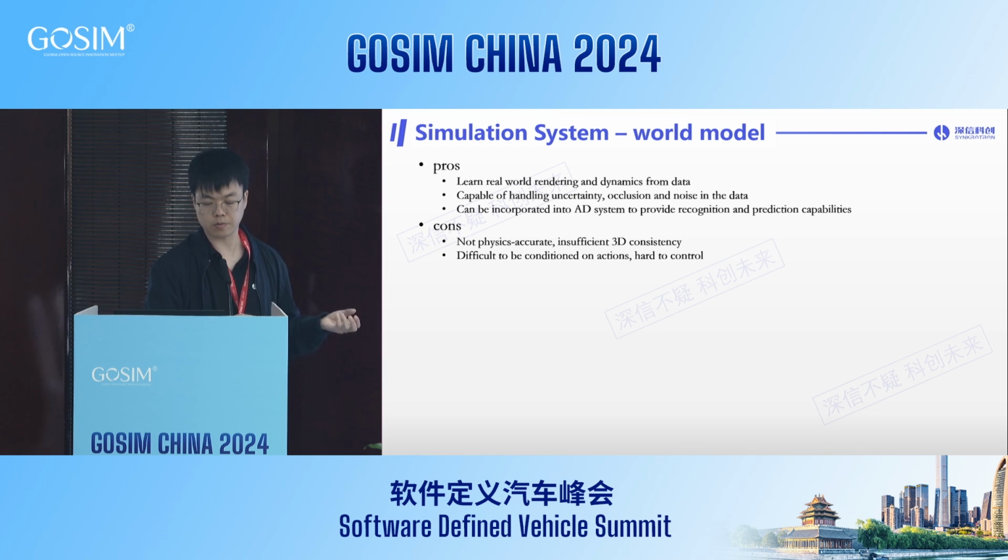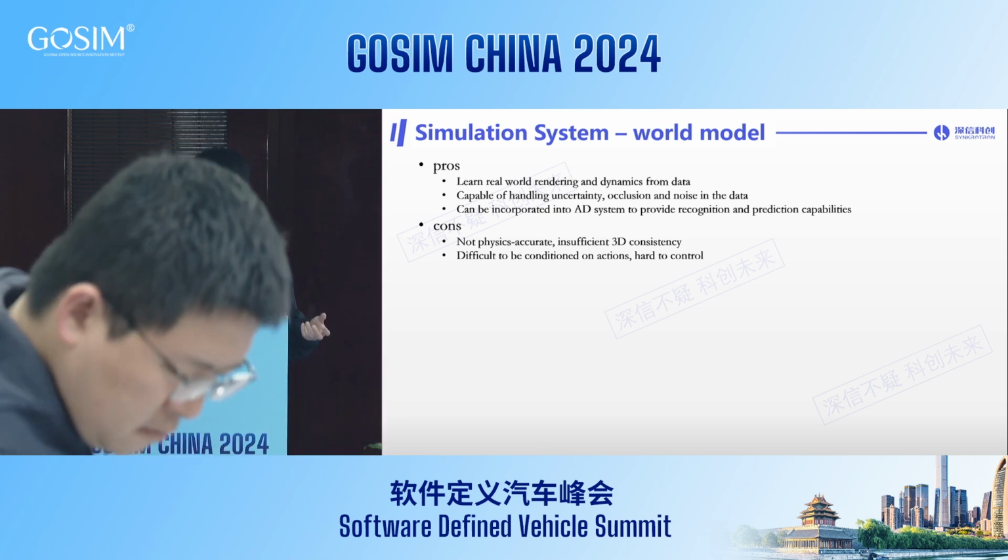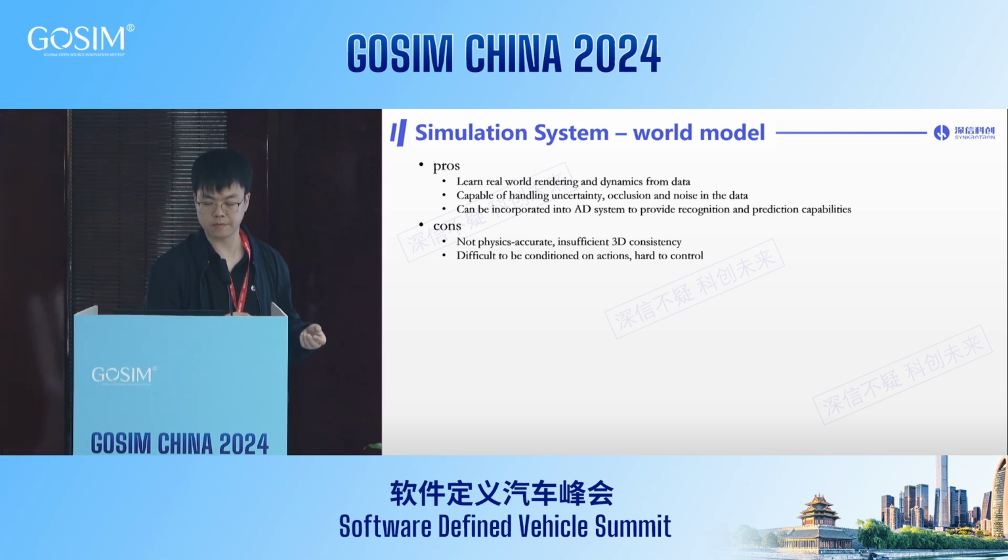Of course, the drawbacks are that it's not yet physics accurate. A lot of people say video generation models like Sora might have been able to infer some physics laws within it. But since this is all probabilistic and data-driven, you cannot actually learn physics laws within it. But given more data and more complex systems, one day it might be able to infer some physics laws.